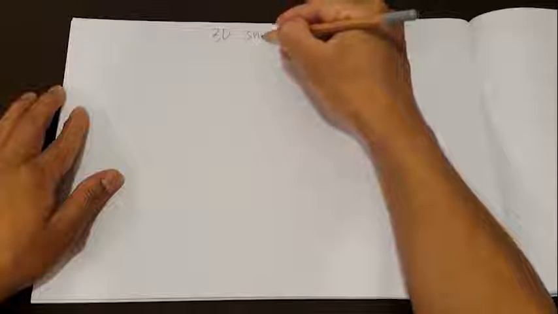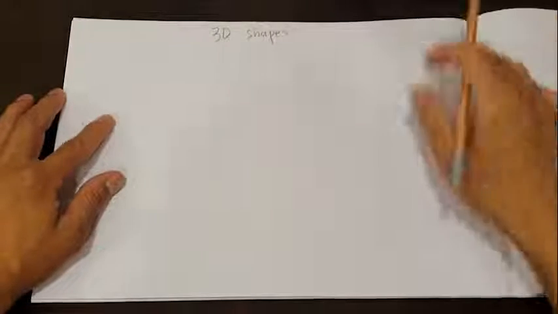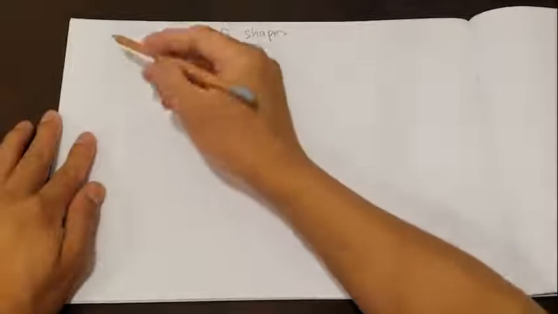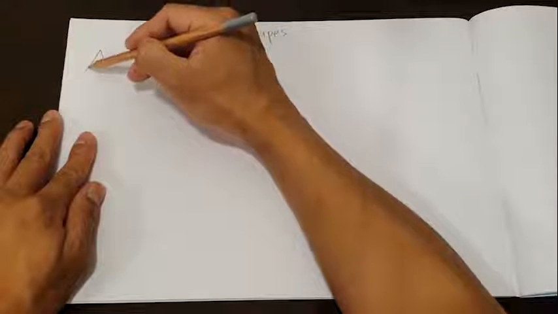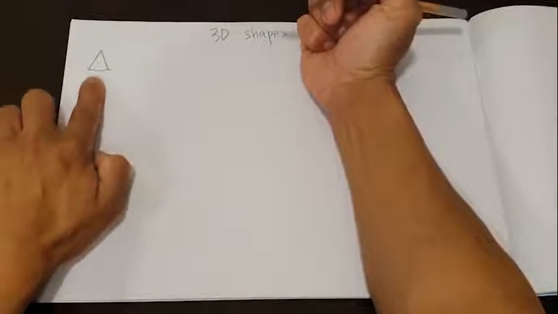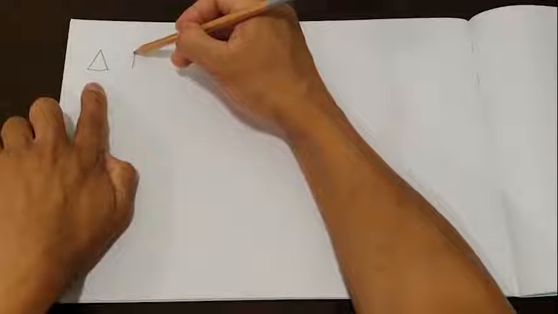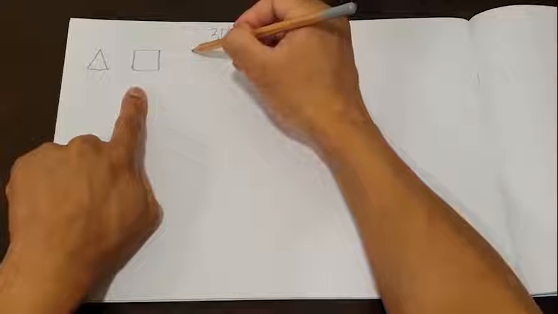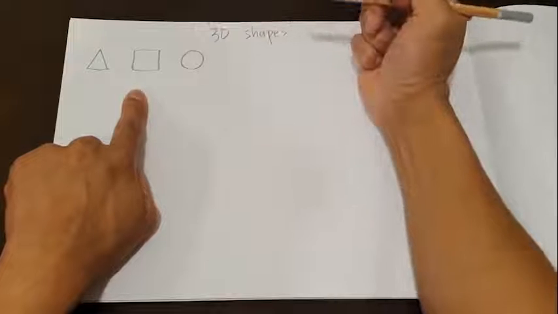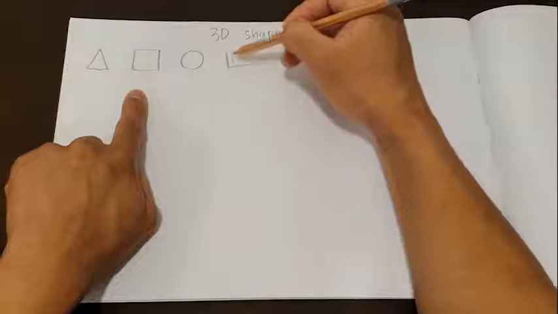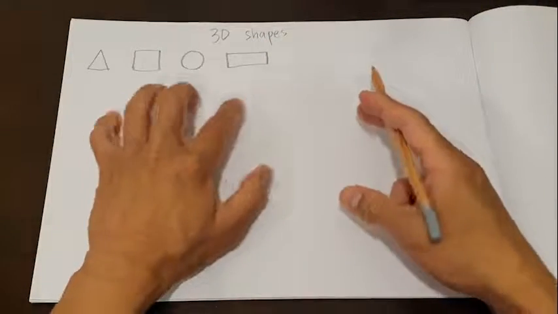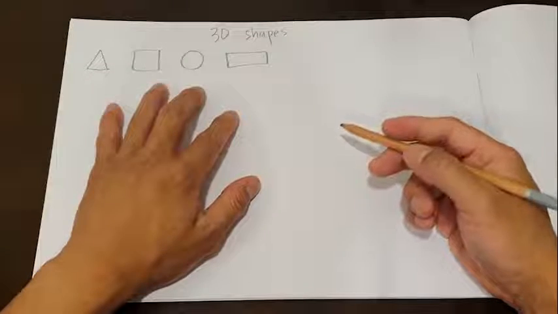Today we're going to learn about 3D shapes. We already know what our 2D shapes are. Do you know this shape? Yes, that's a triangle. What about this shape? This is a square. About the shape, circle, and this shape is a rectangle. So we're going to create 3D shapes for this artwork.